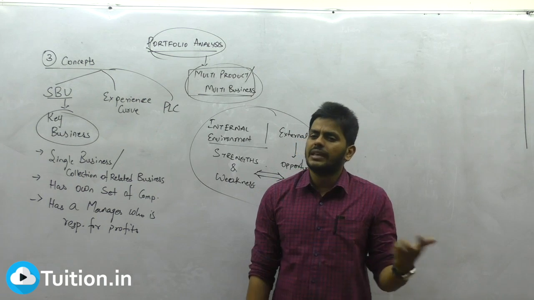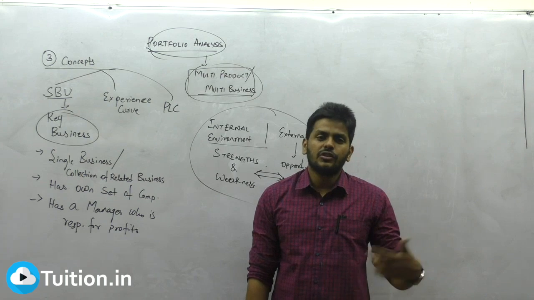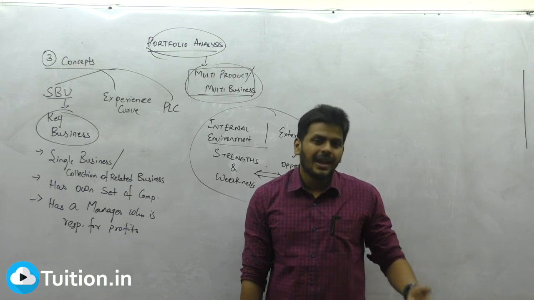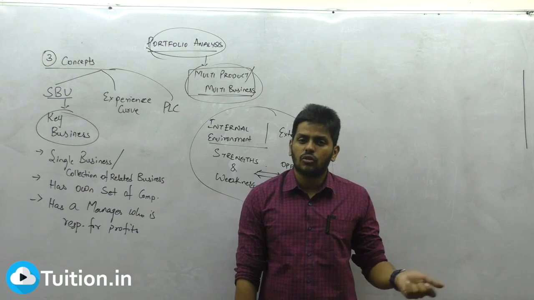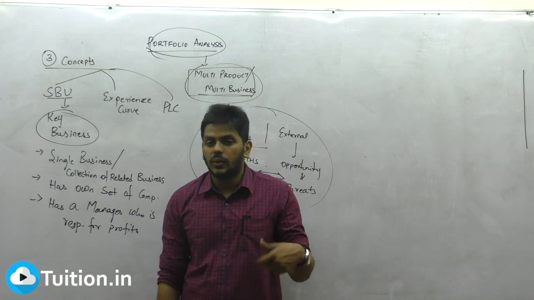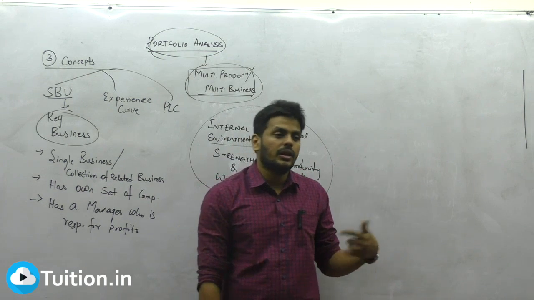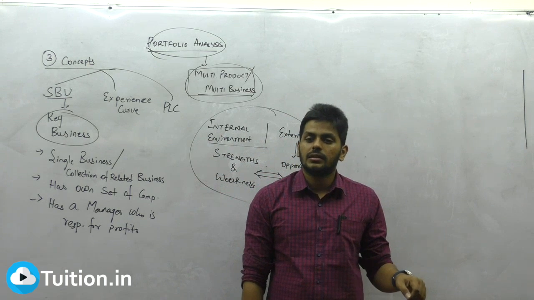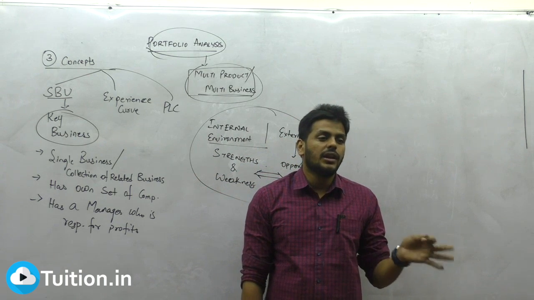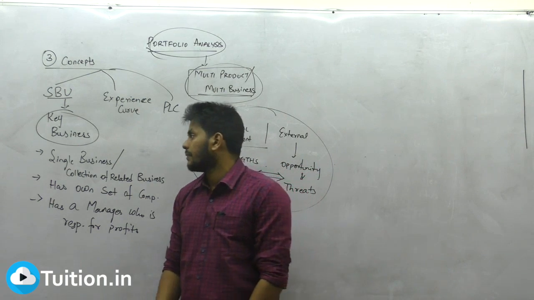When you repeatedly do the same work, what happens? Proficiency of that work will increase, and your efficiency levels also go up. Eventually, when your efficiency levels go up, the time taken per unit will come down. When time taken per unit comes down, cost also will come down, which leads to what? Reduction in the per unit cost of production. Experience curve.